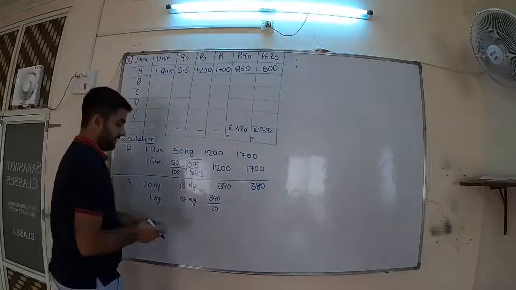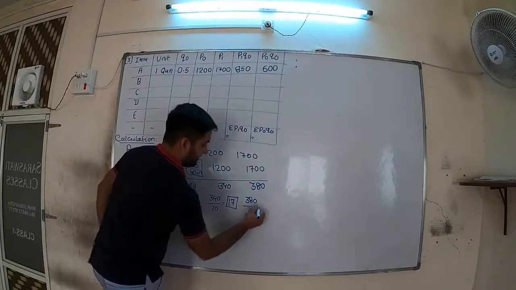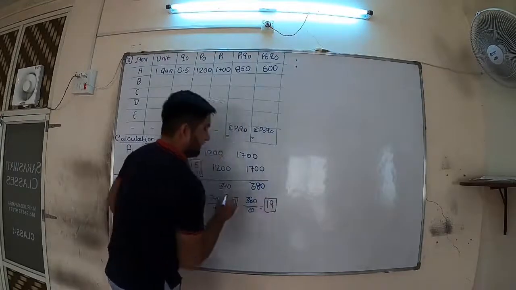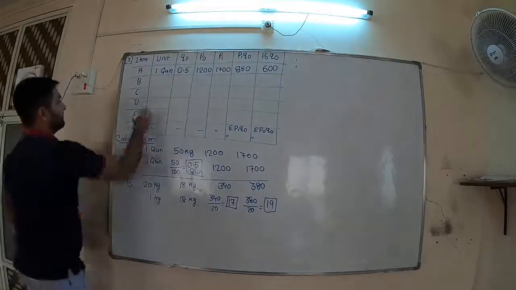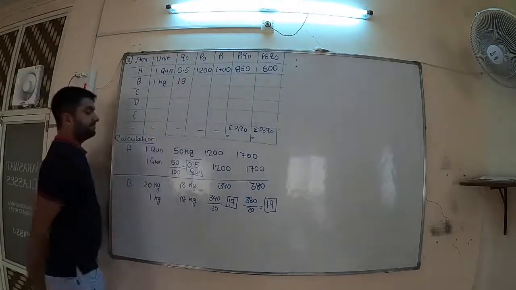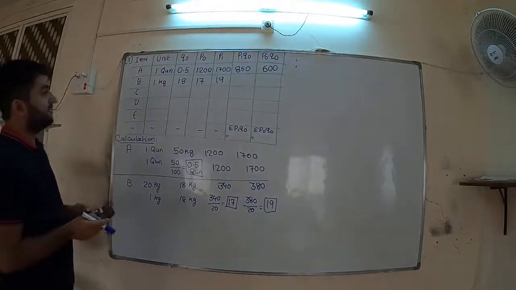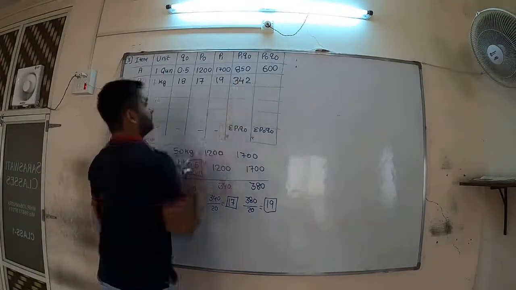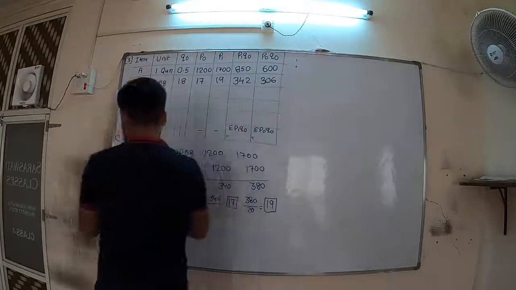340 upon 20 is 17. 380 by 20 is 19. Now horizontally units are the same and the unit is equal to 1. 1 kg, 18, 17, 19. Now P1 is 19, Q0 is 18. So 342. P0 Q0, 18 into 17 is 306.